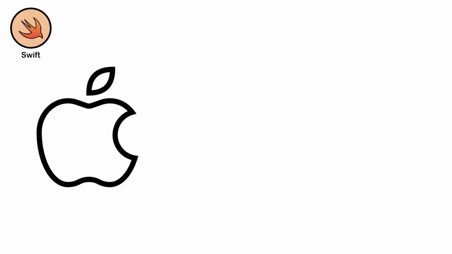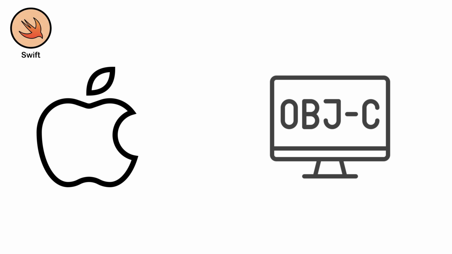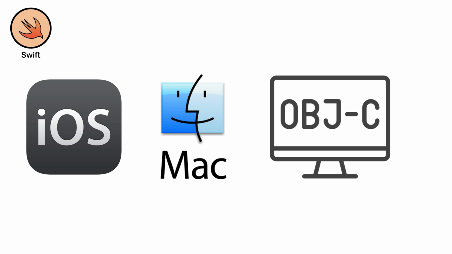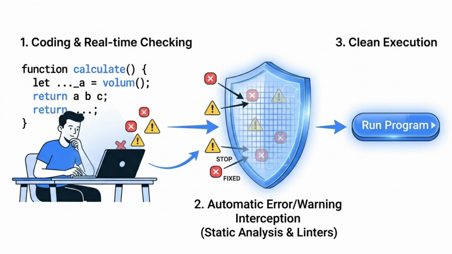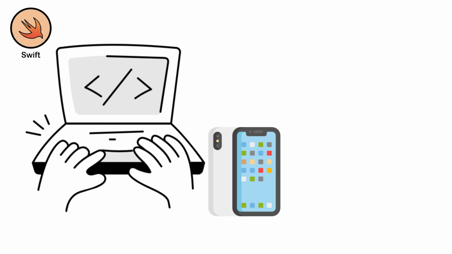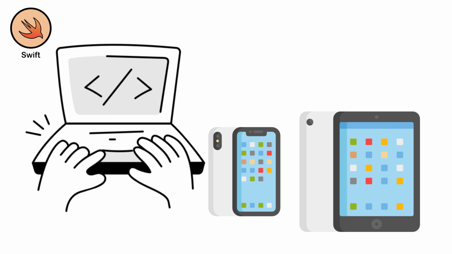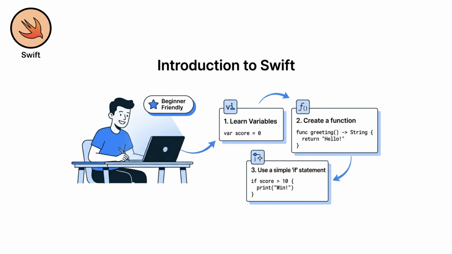Swift. Swift is Apple's language, built to replace an older language called Objective-C that was used to write iOS and Mac apps. Apple released it in 2014 with a focus on safety, meaning the language itself is designed to catch common errors before your program ever runs. For example, it forces you to handle cases where a value might be missing, rather than letting your app crash silently. If you want to build an app for iPhone, iPad, or Mac, Swift is the most direct path to doing that today.